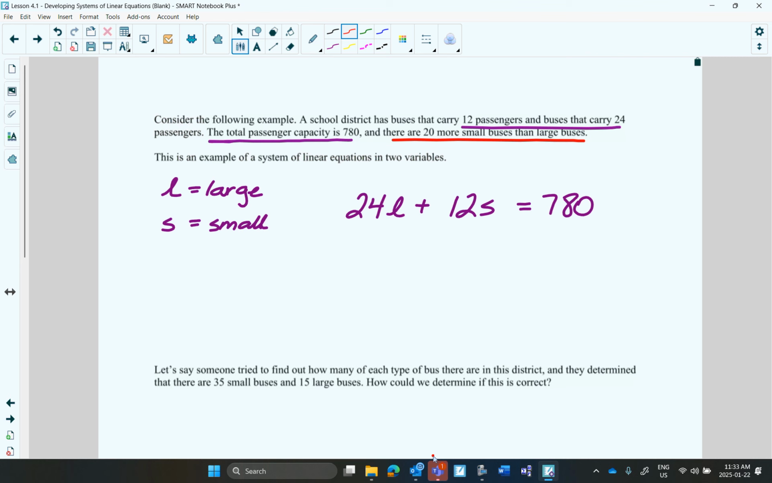There are 20 more small buses than large buses. Remember, we called the small S and the large L, right? So how can we turn that into an equation? There's 20 more small buses than large buses. So we've got more small, right? So if I were to take the number of small and subtract the number of large, what number will I always get?